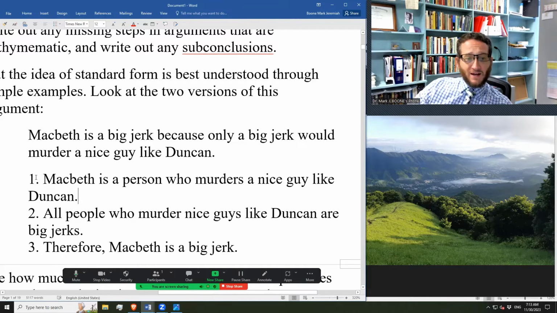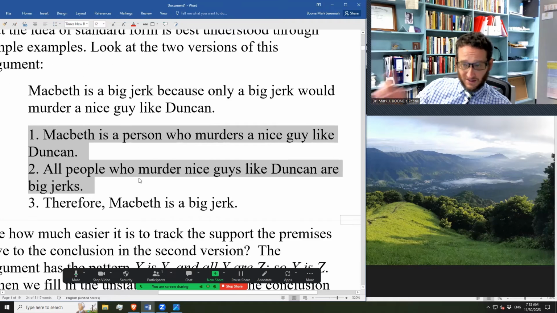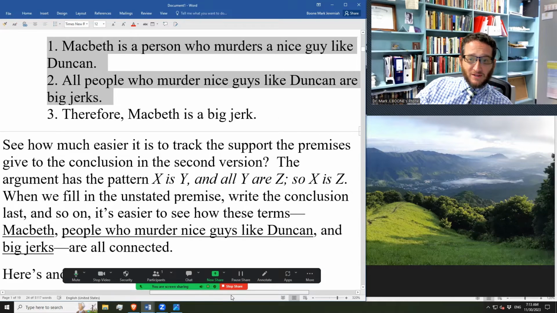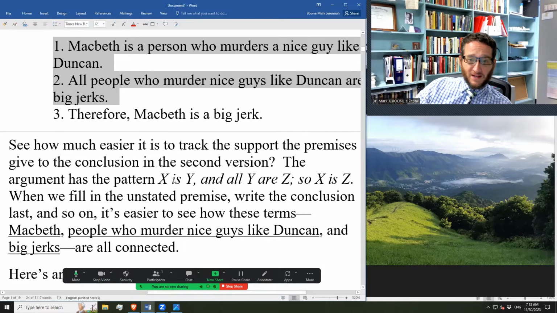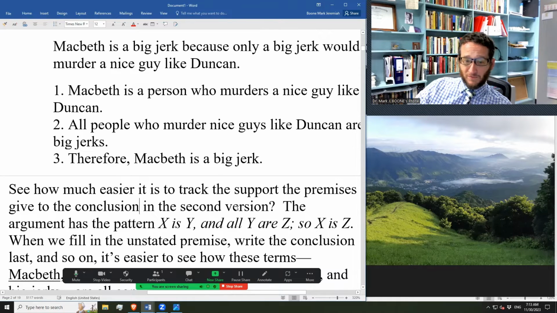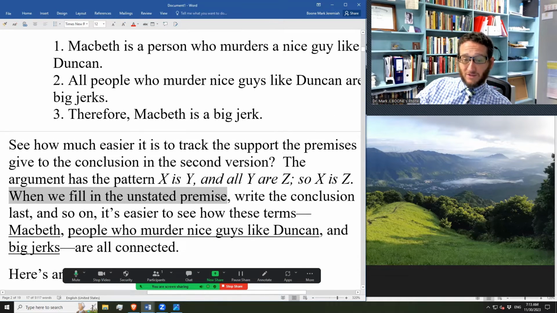All right, and what else did we do? We split up the premises into their own sentences. That's another terribly important thing to do when you put an argument into standard form. Now, it should be easier in this arrangement of the argument to see how the premises give support to the conclusion. We can see that this argument has the pattern: X is Y and all Y are Z, so X is Z. When we fill in the unstated premise, we write the conclusion last and so on.